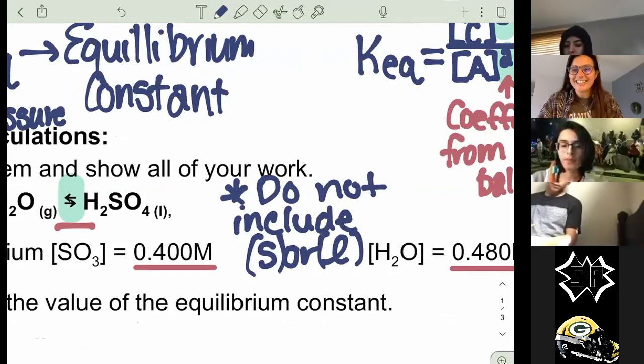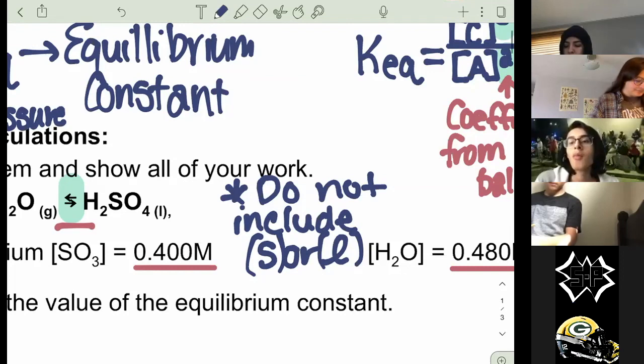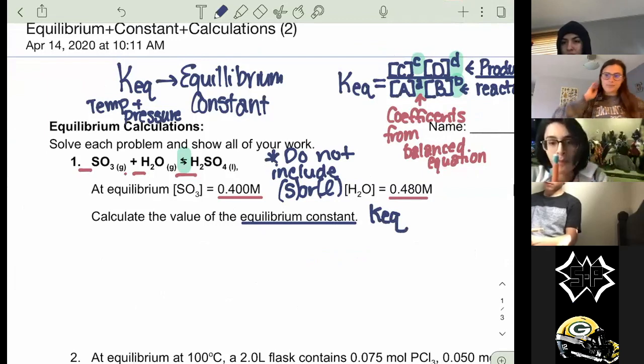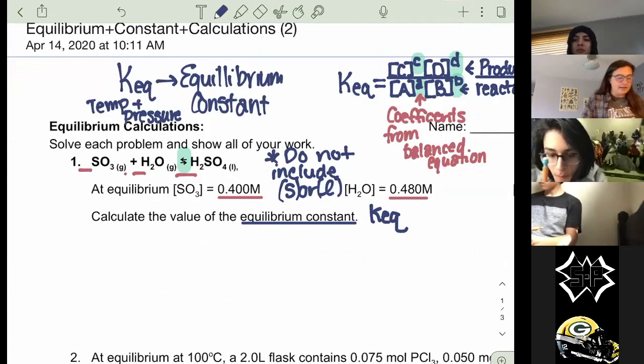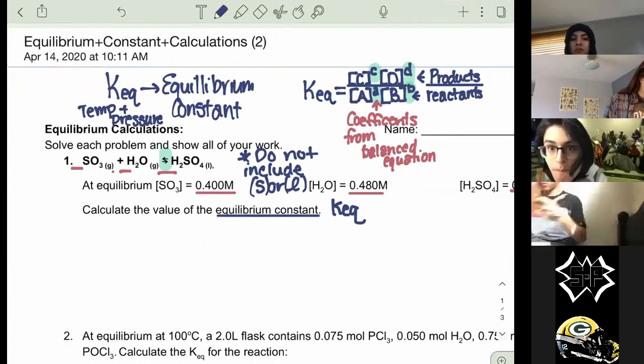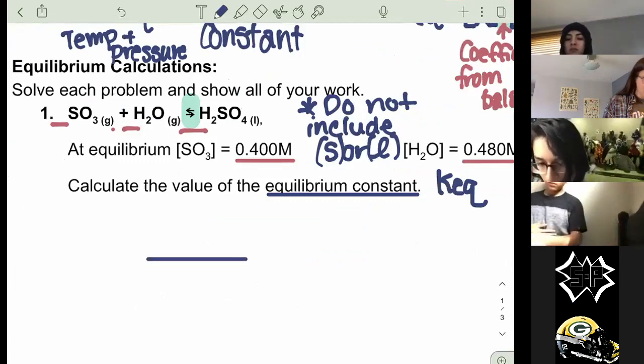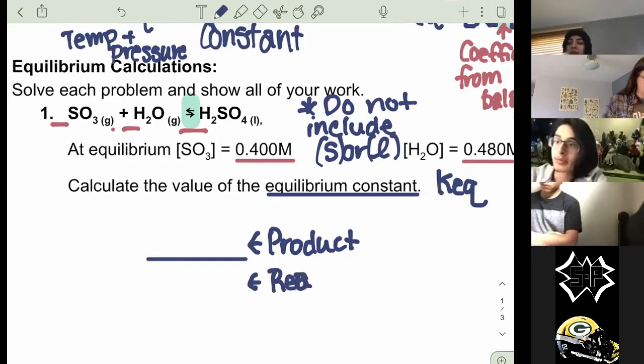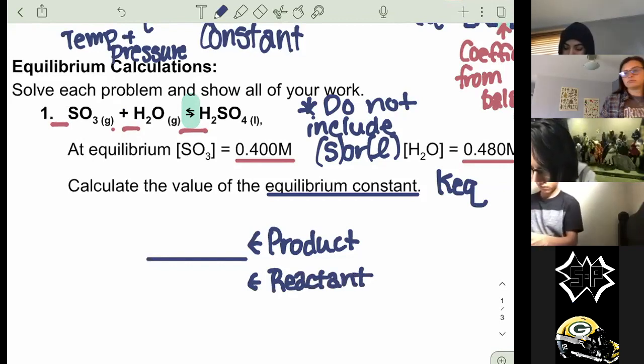If we look at problem number 1, I'm trying to solve for my equilibrium constant, my K EQ value. I need to include the concentrations of anything that is not in a liquid or a solid form in my equation above. My product concentrations go on top. My reactant concentrations go on bottom.